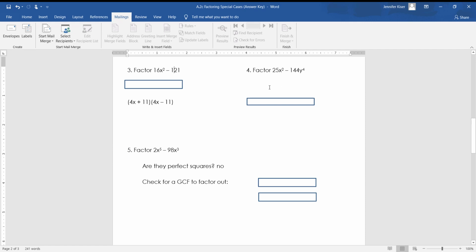And then for the next one here, 25x squared minus 144y to the fourth. The only thing that goes into 25 would be 5 and 25. And 5 wouldn't go into 144, and 25 wouldn't go into that either. So you can just check and make sure they're perfect squares and they are subtracting here like you wanted. The square root of 25x squared would be 5x, and the square root of 144y to the fourth would be 12y squared. So you'll have 5x plus 12y squared, and then 5x, sorry, minus 12y squared.